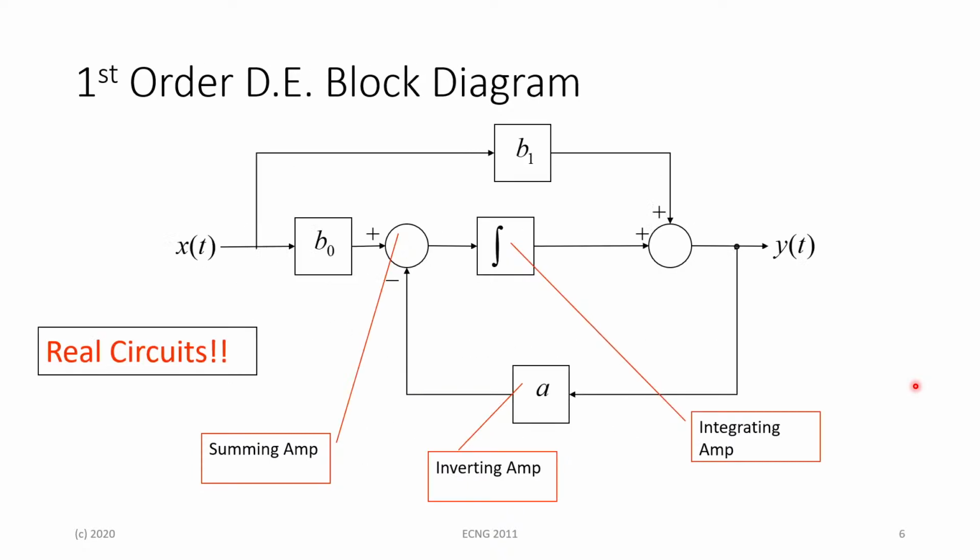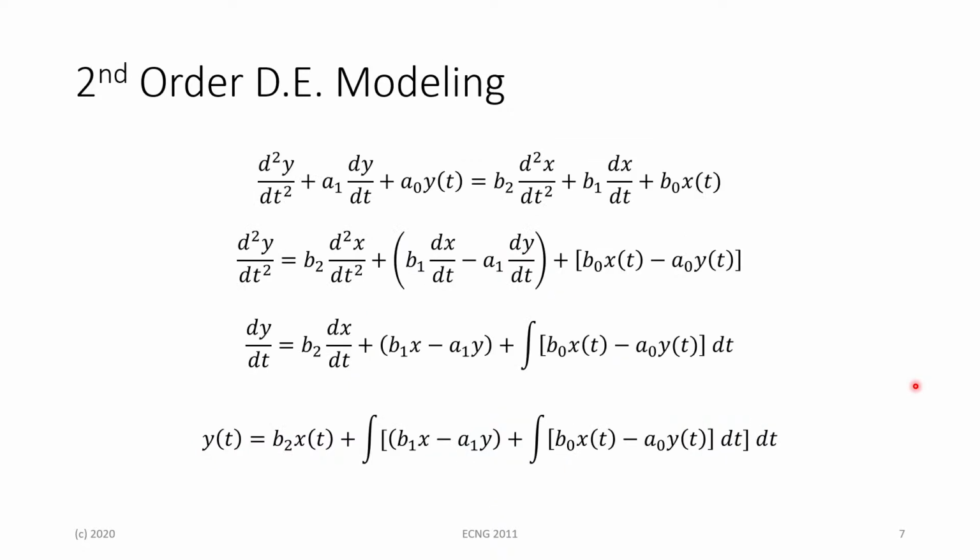Right. So things get a little bit tricky when you get up to second order differential equation modeling, but in reality it tends to be a lot simpler from a block diagram perspective. So if we start with our general form of the second order differential equation here, and we make d2y the subject of the formula, meaning we transfer across our a1 dy of t and a0 y of t, and we then integrate twice.